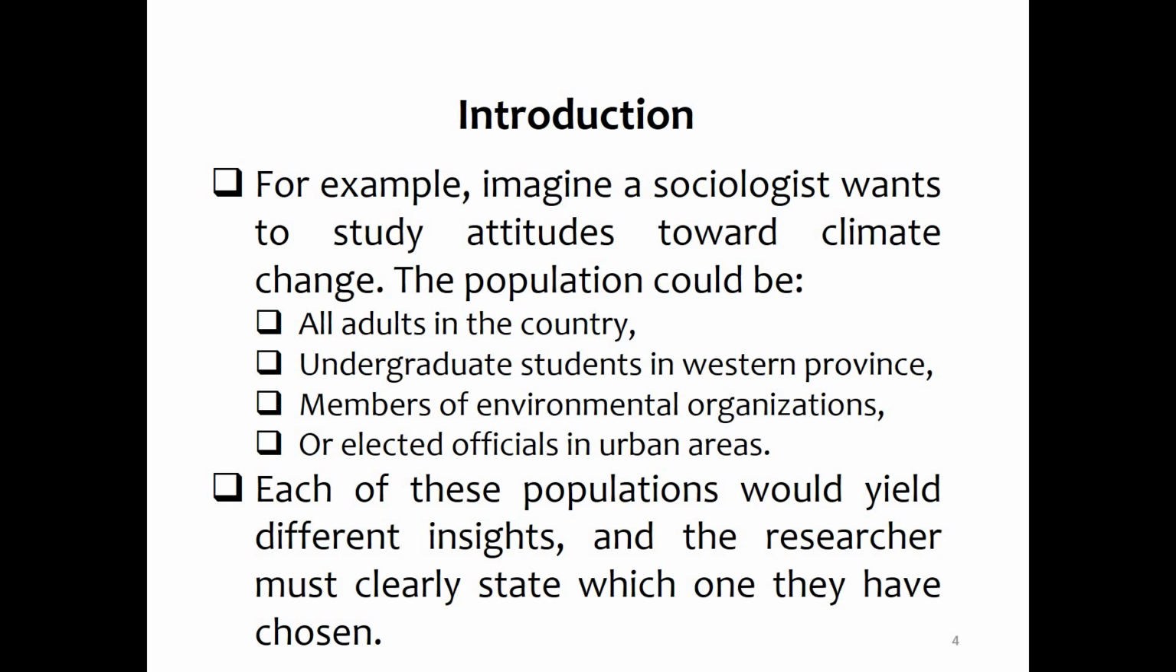Here there are four populations for the effort of investigating the attitudes towards climate change. When selecting a population of all adults in the country, the findings can be generalized only to the attitude of adults in the country. It can't be extended to the undergraduates in the Western Province or any other category. Therefore, determining a population for a research study is crucial and significant to the findings of the study.